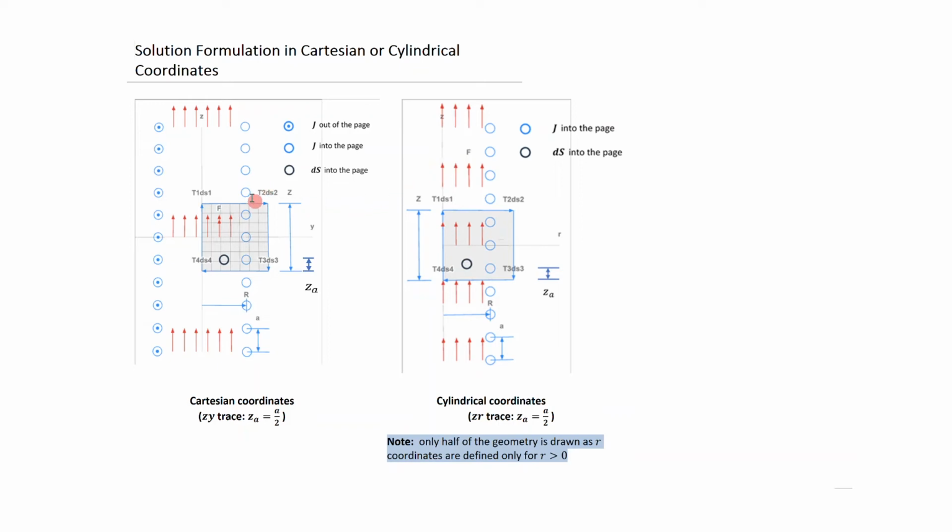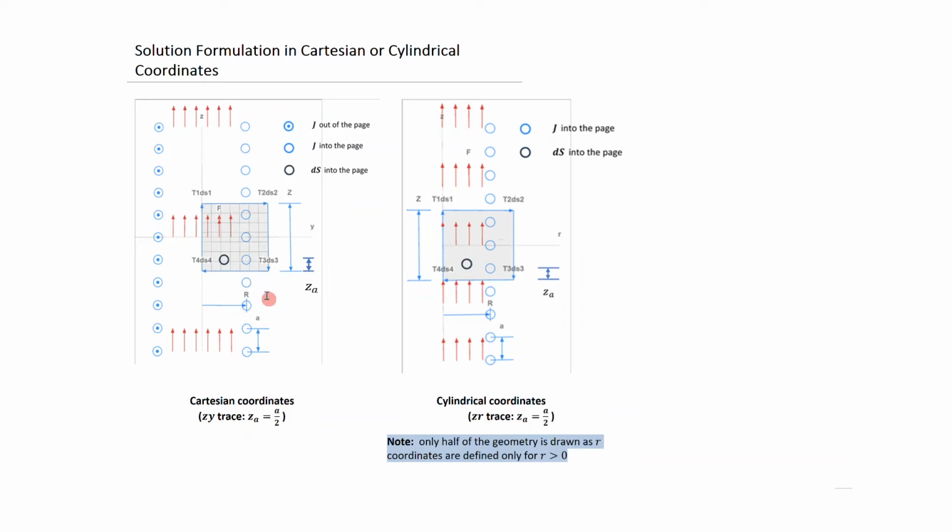In this diagram, we've shown that J is out of the page on the left side, into the page on the right side, and that ds is into the page. Why is that? Because if we choose our contour integration to be in a clockwise direction, then according to the right-hand rule, the area would be pointing into the page. Similarly, on this side, the area vector would be pointing into the page. The distance between winding pairs is a. This is called the winding pitch.